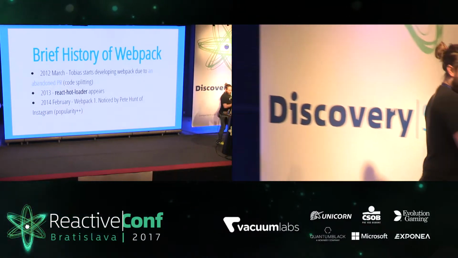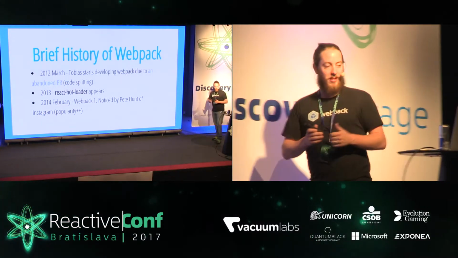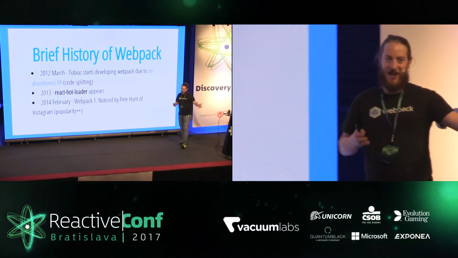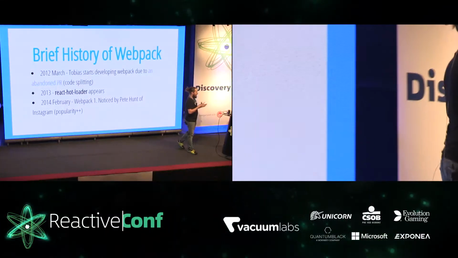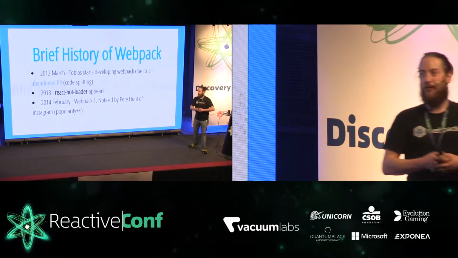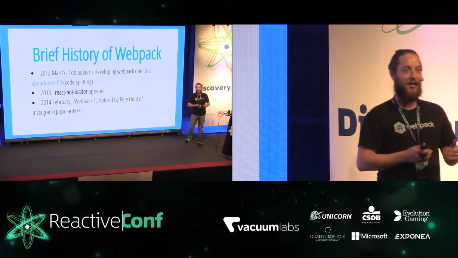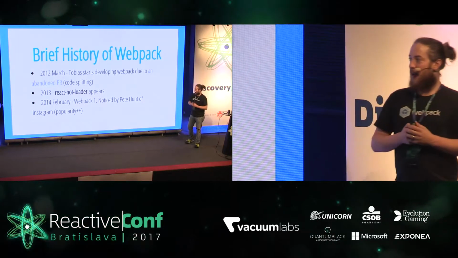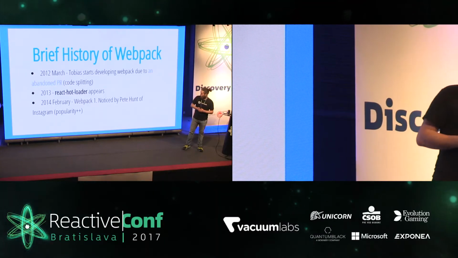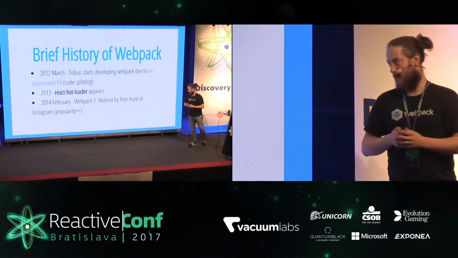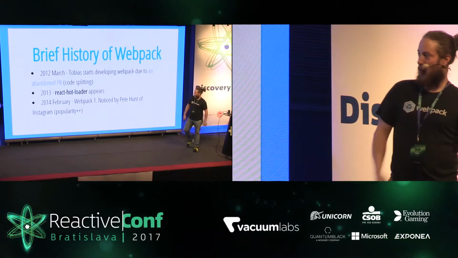So in March 2012, Tobias starts developing Webpack due to an abandoned PR. He was in the GitHub issue, and he basically says, I think we should add code splitting to modules-webmake. And the author says no. And then Tobias forked it and called it modules-webpack for a second and then renamed it to Webpack. And so Webpack was born.